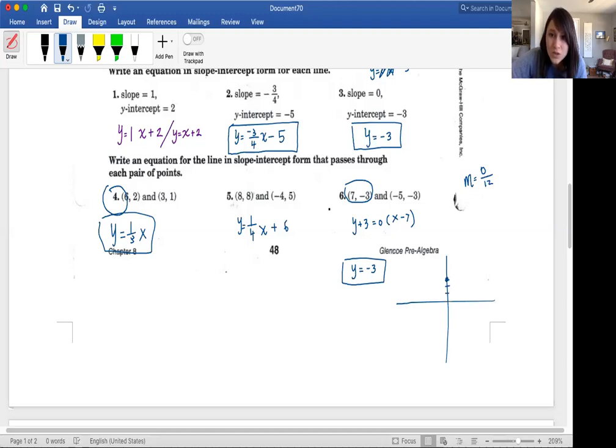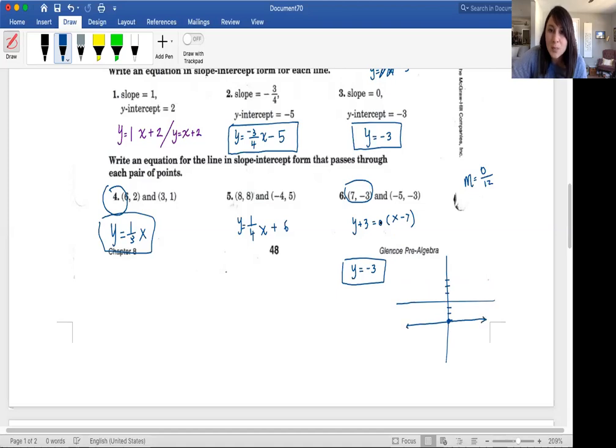which means my graph is going through negative 3 on my y-axis, and it's horizontal. So it's a horizontal line going like this all the way across, going through negative, oh, that's not negative 3, oops, that is positive 3. So I need to go down 3, right? 1, 2, 3. It's going down through negative 3 horizontally.